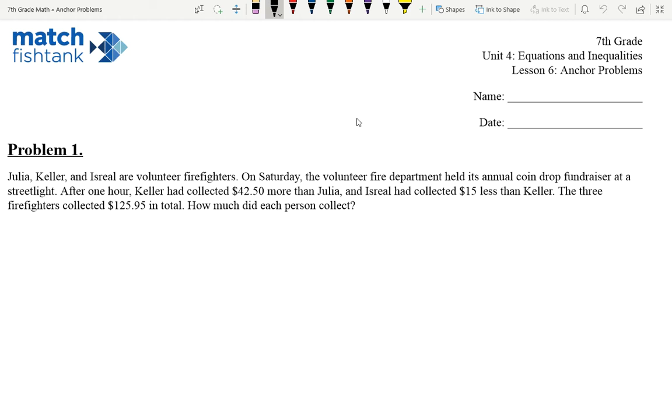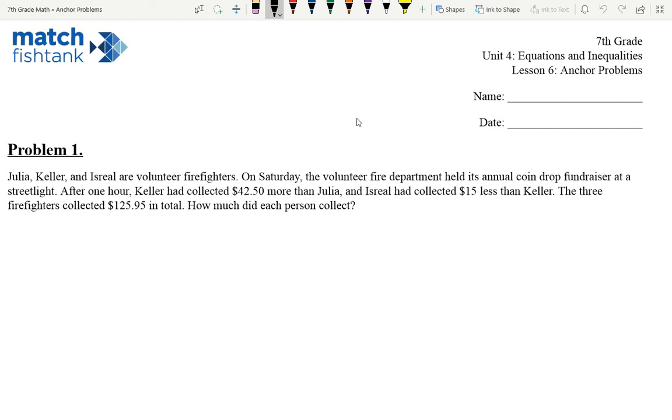On Saturday, the volunteer fire department held its annual coin drop fundraiser at a streetlight. After 1 hour, Keller had collected $42.50 more than Julia, and Israel had collected $15 less than Keller. The three firefighters collected $125.95 in total. How much did each person collect?